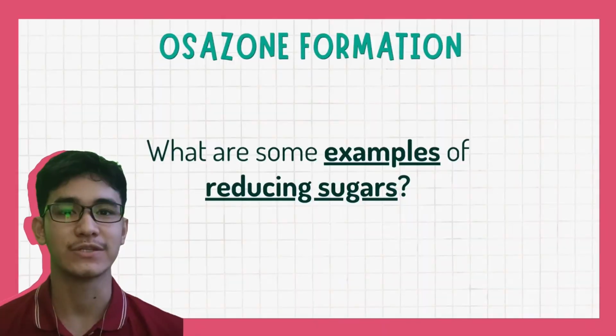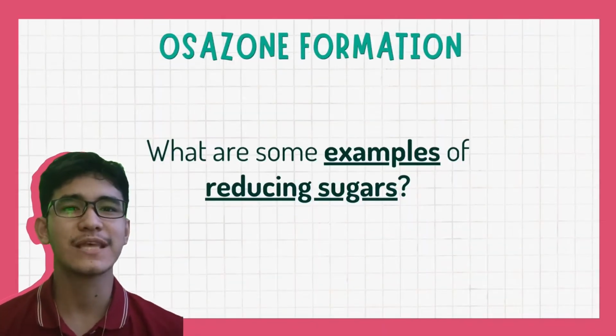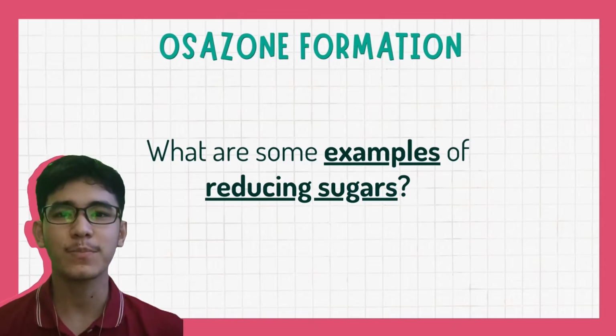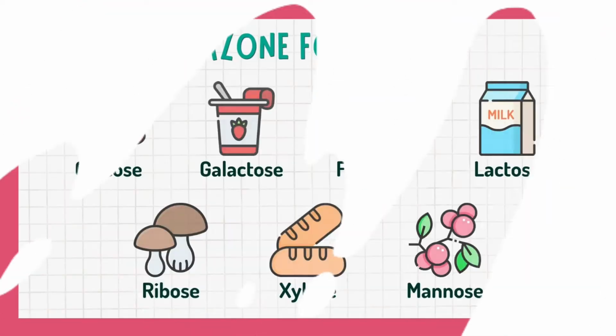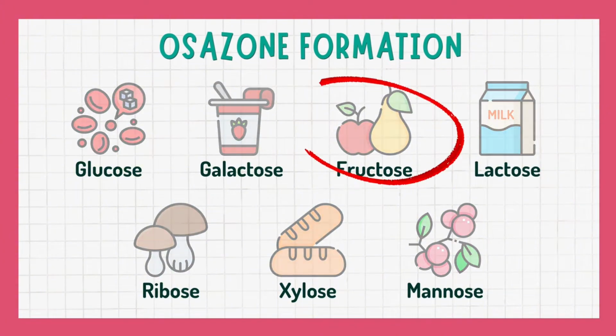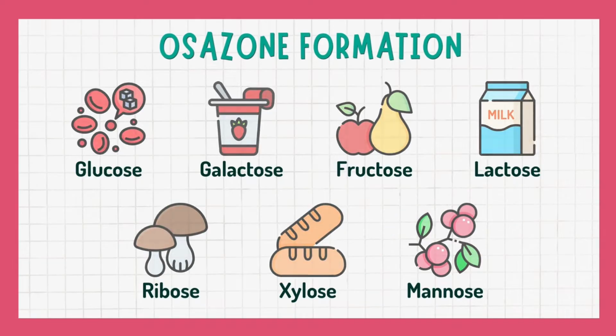We know that this reaction is seen in reducing sugars. What are some examples of these? In what sugars can osazones form? You can pause the video for you to think about it. Some examples include glucose, galactose, fructose, lactose, ribose, xylose, mannose, among others. Amazing work if you got all of them.